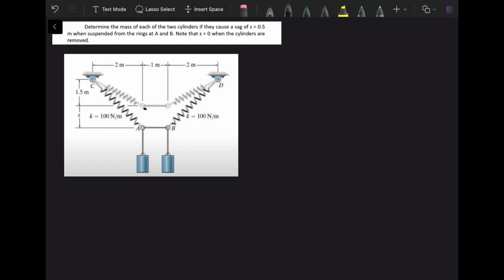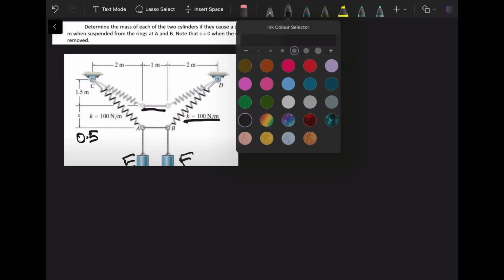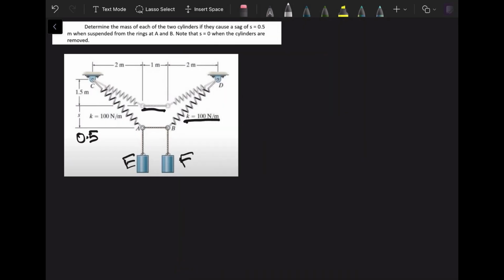So basically, this is the initial point, and after the cylinders have been added, let me name the cylinders as E and F. After the cylinders E and F have been added, it causes a sag of 0.5 meters. That's S equals 0.5 meters. And the spring constant has also been given to us. It's K equal to 100 Newton per meter. We can see from the diagram that this system is symmetric. So we just have to find the mass of cylinder E, and we'll have the mass of cylinder F. It cuts down our time.